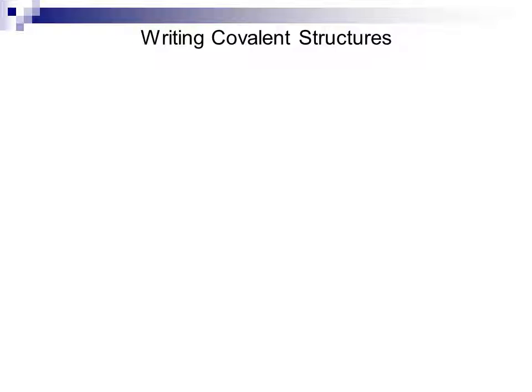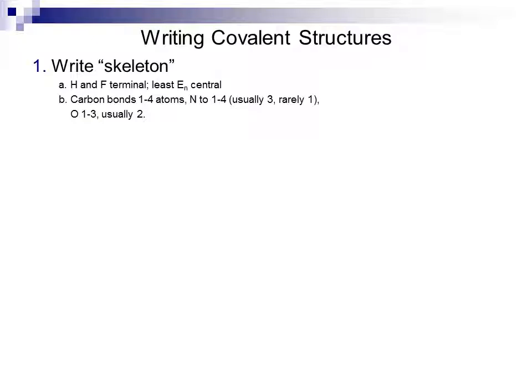How to write a covalent structure then, we follow a series of rules. First we write the skeleton. The skeleton is the arrangement of the atoms in relation to each other. Hydrogen and fluorine are always written as terminal atoms. They're always on the end, on the outside. The least electronegative atom is generally written in the center.